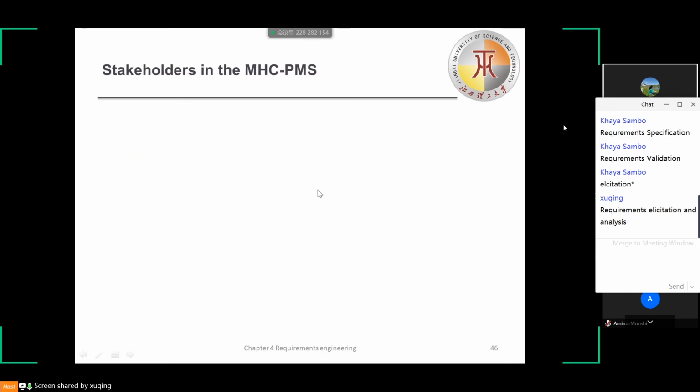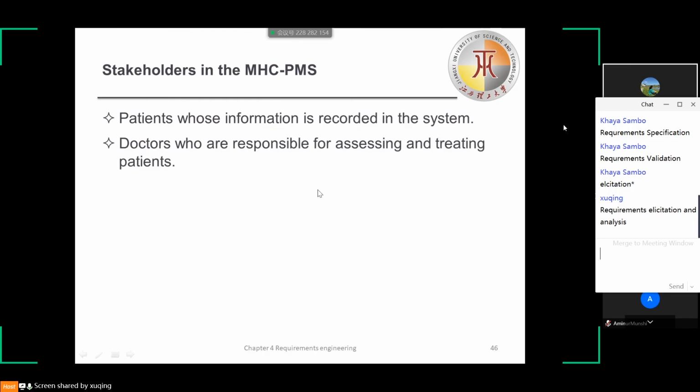Here we have an example of information provided by stakeholders for the mental health care patient information system. We have patients, whose information is recorded in the system. Doctors are stakeholders we may consult for information, as doctors are responsible for assessing and treating patients.